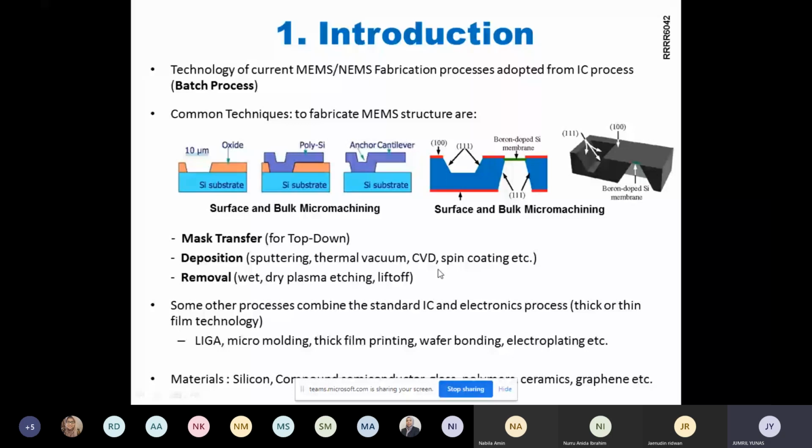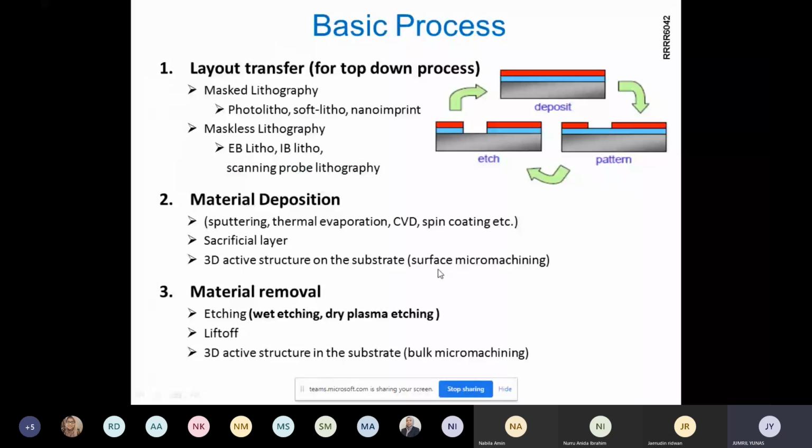Okay, this is the basic process to fabricate MEMS structure, such as layout transfer, material deposition, and material removal, as I mentioned before. This process actually can be repeated. We can repeat the process, such as after we create the pattern, we etch, we can redeposit. We redeposit the layer, and then we create another pattern, because this is the batch process. So the structure is created layer by layer.